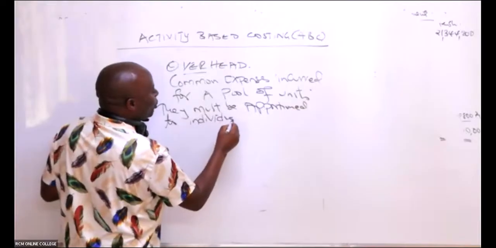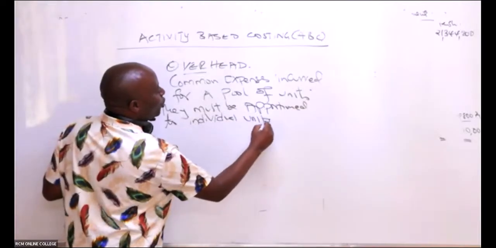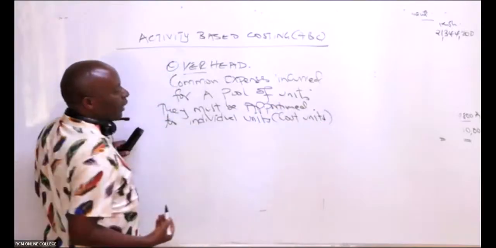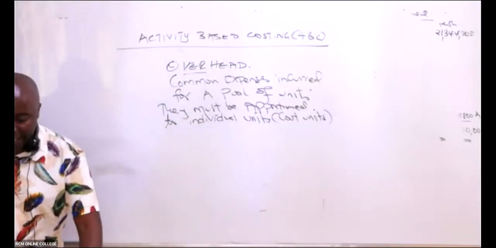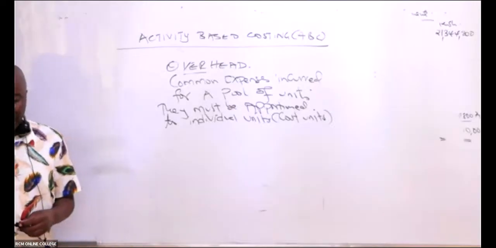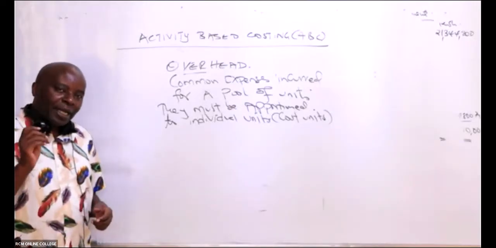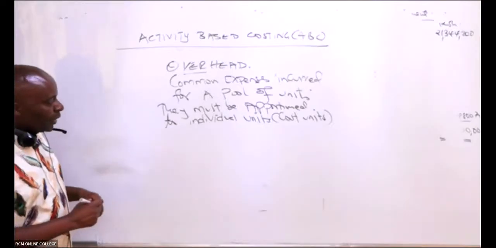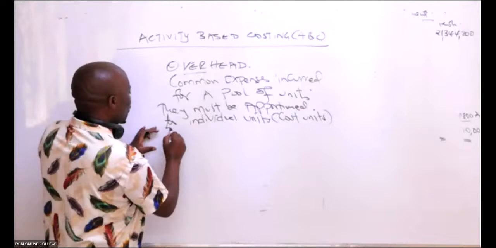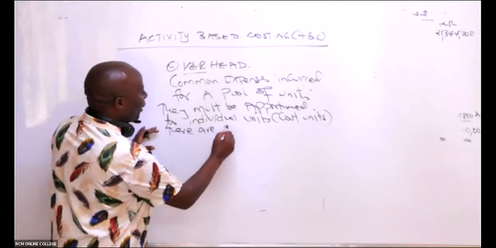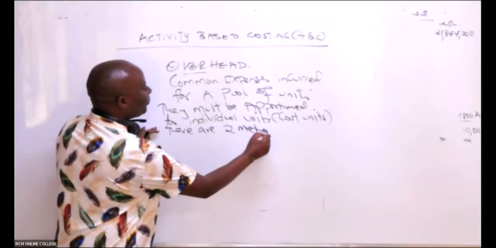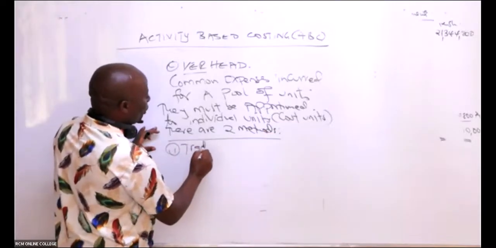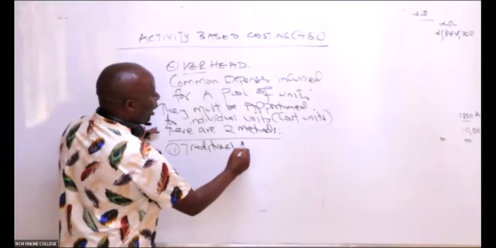They must be apportioned to individual units, what basically we call the cost units. So for pricing purposes, at the end of the day, these overheads must be apportioned. There are two methods of doing the apportionment. Number one, we have what we call the traditional approach.